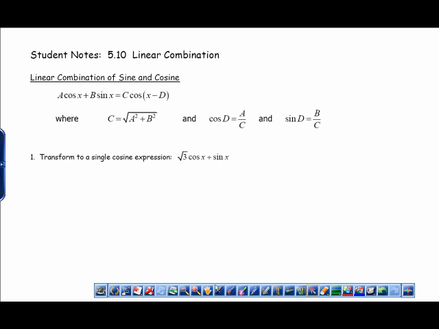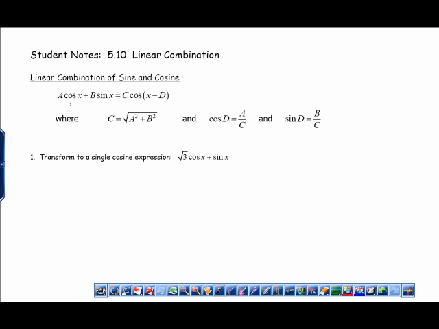5.10 linear combination video lesson. Notice that we didn't do 5.9. Don't worry about that. And when you see linear combination, you should be thinking systems. This is what you did in Algebra 2 and before when you saw systems. I'll explain how that plays into trig here in just a minute.